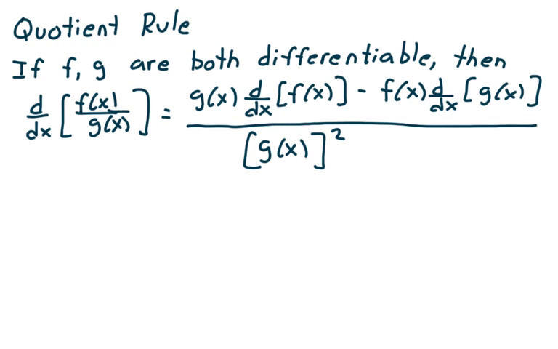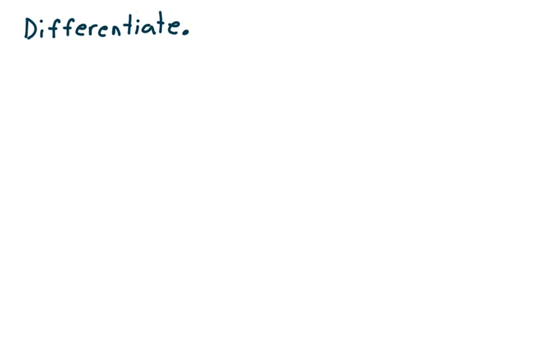The quotient rule says the following. If f and g are both differentiable, then the derivative of f of x divided by g of x with respect to x is equal to g of x times the derivative of f of x with respect to x minus f of x times the derivative of g of x with respect to x. And I'm going to divide that whole entire thing by g of x quantity squared. With that in mind, we're going to look at some examples.